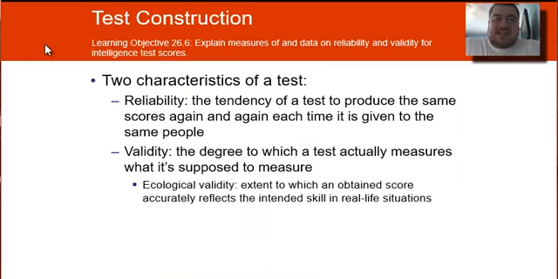How do we construct a test? Well, to get a good test, you need a couple of different things, and one of those would be reliability and validity. Reliability is, does the test give you consistent results again and again each time it is given? And then validity is, does the test measure what it is supposed to measure? So for example, I like to use the simple example of a scale. The scale is a test of your weight. Mr. Snyder hops on the scale.